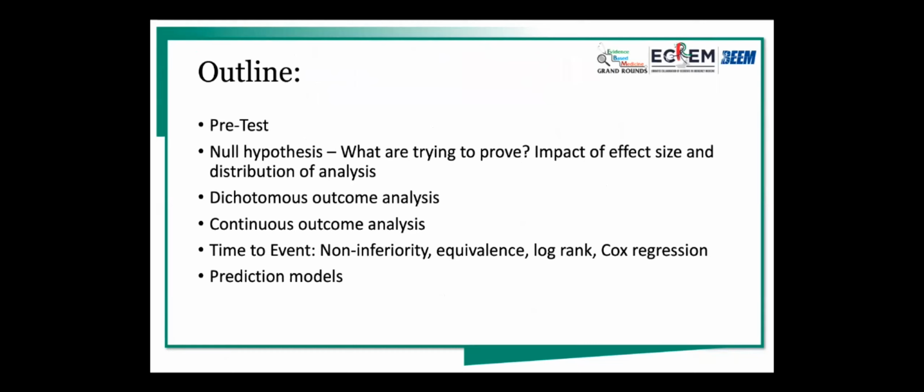There will be 4 main things we'll be going over, and then if we have time, we'll talk about the 5th thing. Firstly, we'll be talking about the null hypothesis, how you write one of those things and what we're trying to prove with that. We'll talk about the impact of an effect size. Importantly, we'll be talking about dichotomous and continuous outcomes and how to analyze both of those things. And then we'll be spending some time on non-inferiority trials and equivalence trials and briefly discussing the difference between a log rank and a Cox regression. And if we have time, we will very briefly touch on prediction models and perhaps how a researcher would come about making one of those.